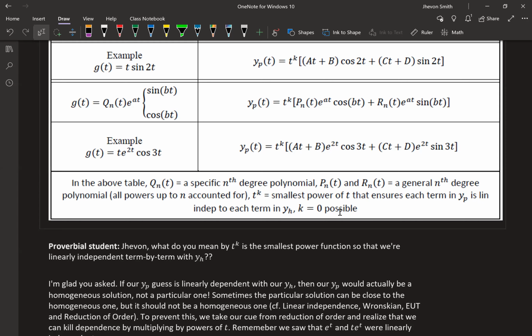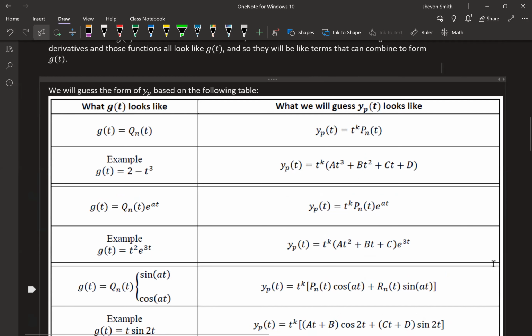Why would you multiply by t to the k? Well, remember we did reduction of order, and we showed that if we have two solutions that seem similar, you can multiply by a t to create a linearly independent solution, right? We're taking that same idea here.